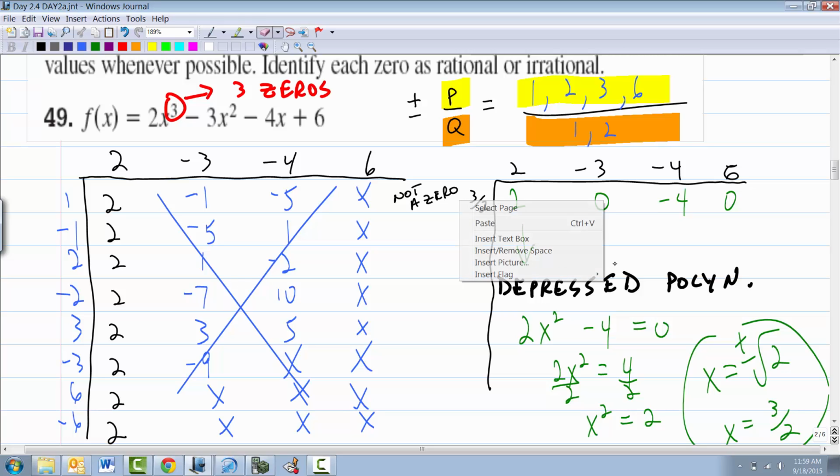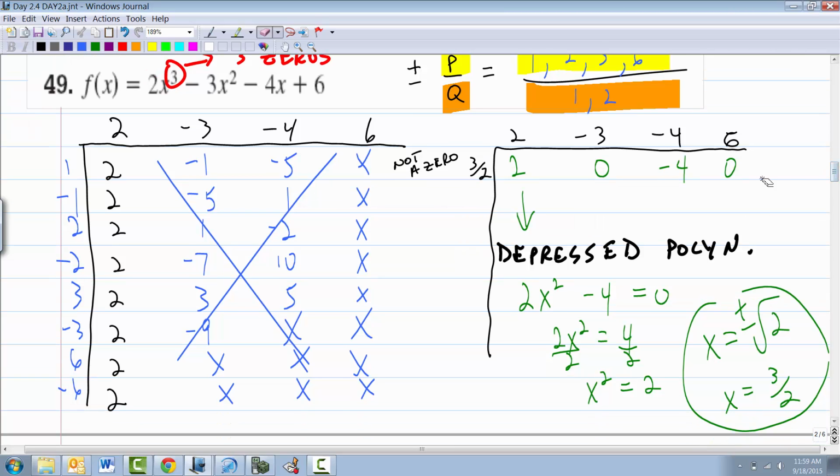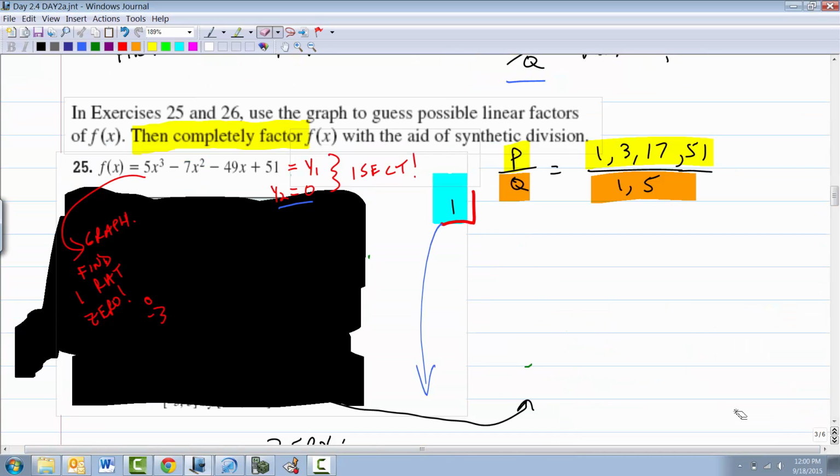Prove it, and then take that depressed polynomial and get the other 2 zeros. By the way, those other 2 zeros are what kind of zeros? Irrational. Okay? So here's one right out of the book. Again, I love the notes like this. I don't care what anyone says. It gives you exactly what you have to do on 26, if it's assigned. So here we go.